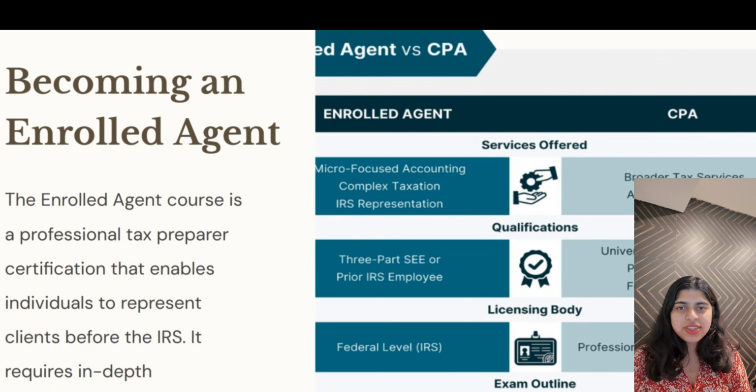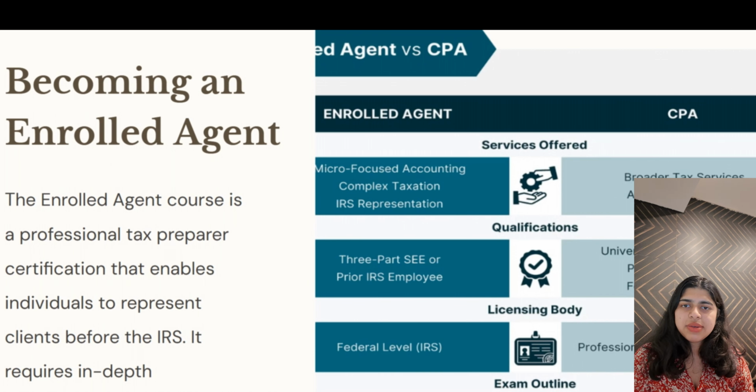CPAs do broader tax services and broader accounting services, from the registration of a business to the solutions of a particular business. A CPA can do multiple things, but the scope of an EA is comparatively lesser. For the qualifications to become a CPA, we have credit requirements. We may need a bachelor's, master's, or any other accounting certification like CA from India, ACCA from UK, or Australian CPA. We need to meet certain credit requirements to enroll for the US CPA. In the case of EA, we just need a background check and to be at least 18 years of age. There are very few requirements to become an enrolled agent.